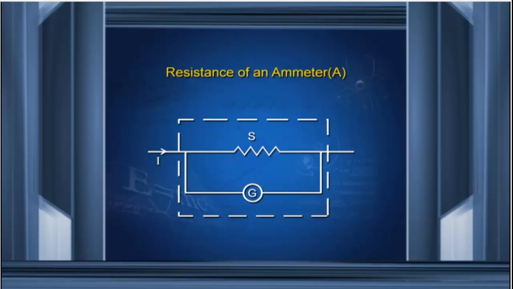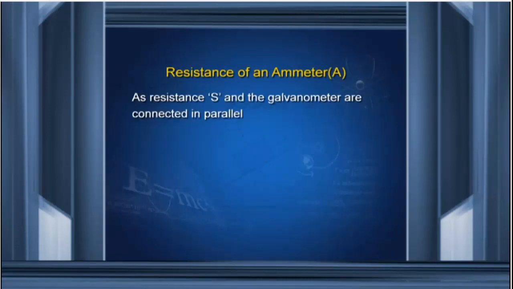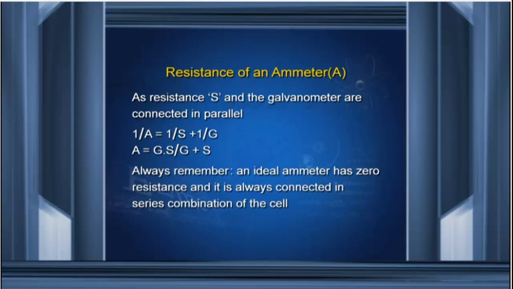Resistance of an ammeter. As resistance S and the resistance of the galvanometer are in parallel to each other, using the relation of parallel combination of resistors, we get 1 upon A is equal to 1 upon S plus 1 upon G. That means A equals G into S divided by (G plus S). Always remember, an ideal ammeter has zero resistance and it is always connected in series combination of the cell.